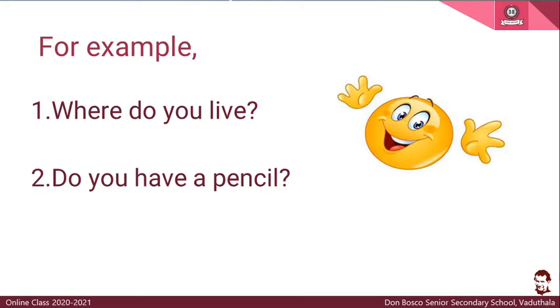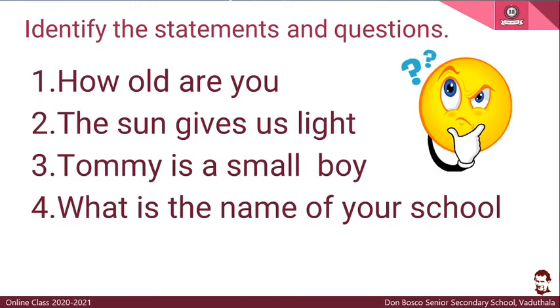Now we are going on to the next slide, and I want you all to take your book. Open your book and take your pencil. Now we are going to identify the statements and questions from these 4 sentences. I have given you 4 sentences below. You will have to read them nicely and decide which one is the question and which one is the statement.